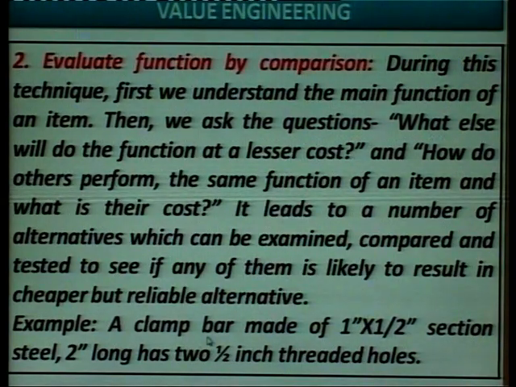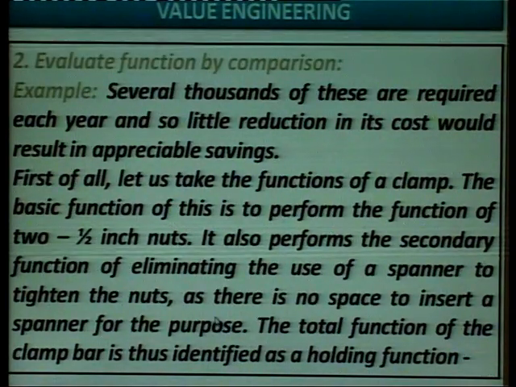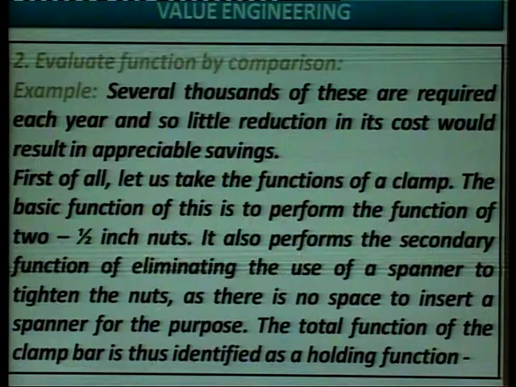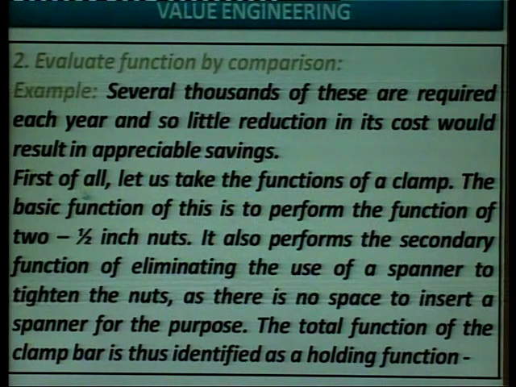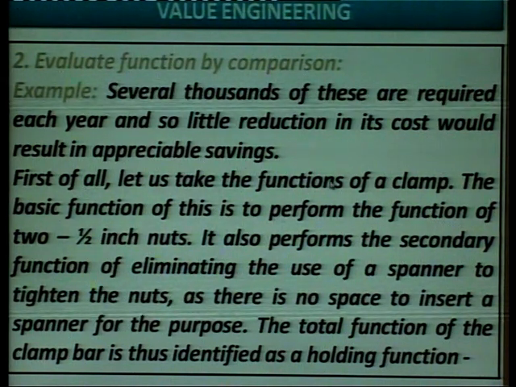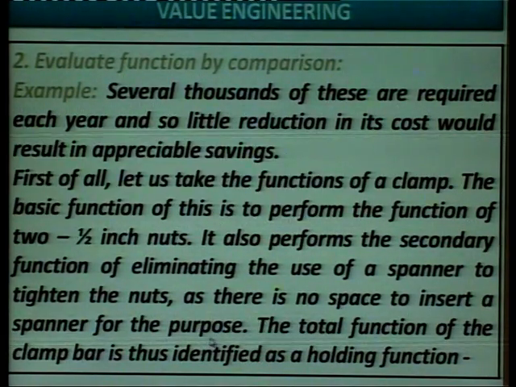For example, a clamp bar made of 1.5 section steel, 2 inches long, has a 2.5-inch threaded hole. Several thousand of these are required each year, and so little reductions in its cost would result in appreciable saving. First of all, let us take the function of a clamp. The basic function of this is to perform the function of a 2.5-inch nut. It also performs the secondary function of eliminating the use of a spanner to tighten the nut, as there is no space to insert a spanner for this purpose.